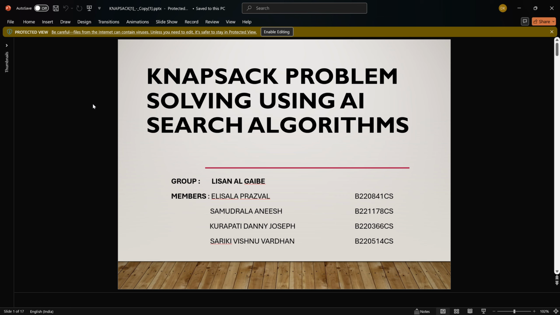Hello everyone, today we are doing the Knapsack problem. We are solving this using AI search algorithms by Lisan Algaib.